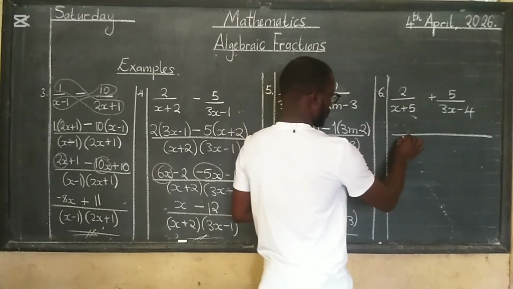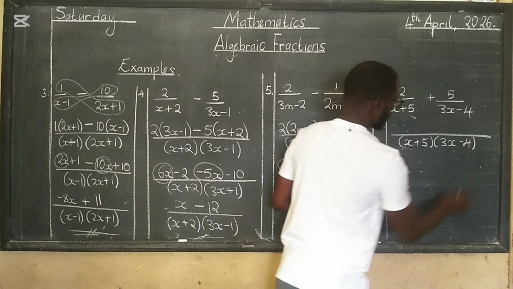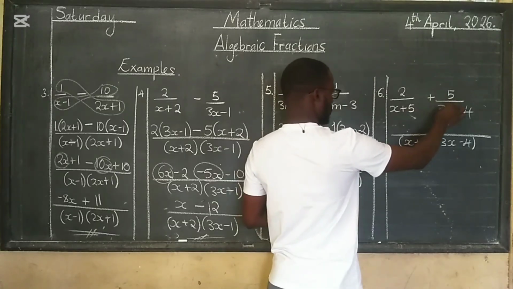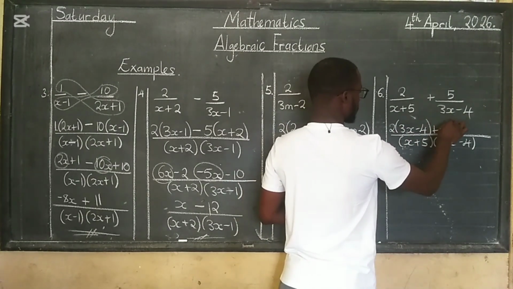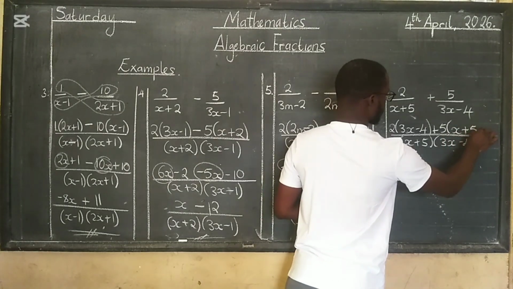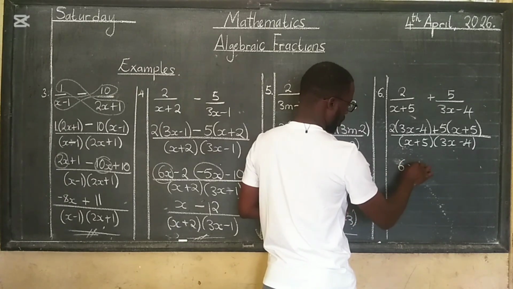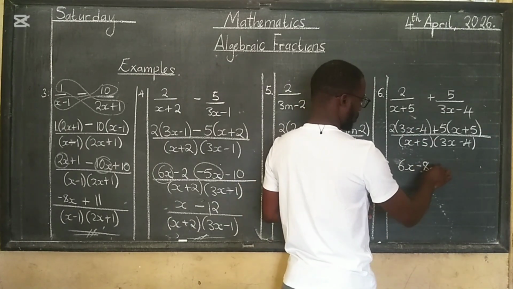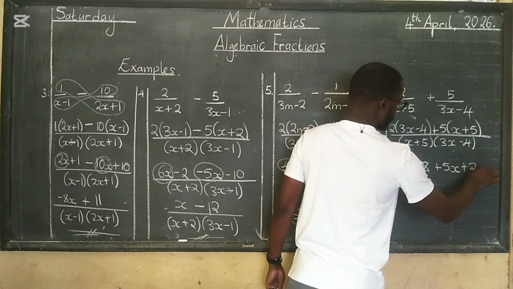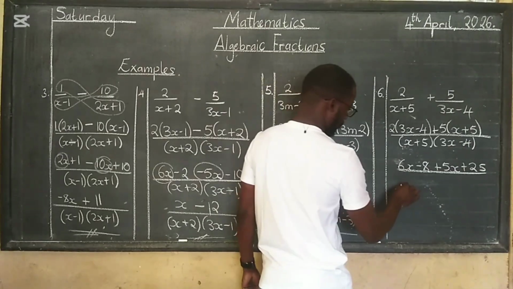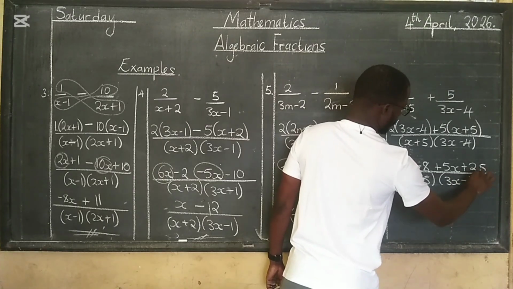So this is going to be x plus 5, 3x minus 4. So for this one, we get this times this, 2, 3x minus 4 plus 5x plus 5. Distributing this, 2 times this is going to be 6x, 2 times this minus 8, plus 5 times this, 5x, 5 times that, 25. Everything over x plus 5, 3x minus 4.